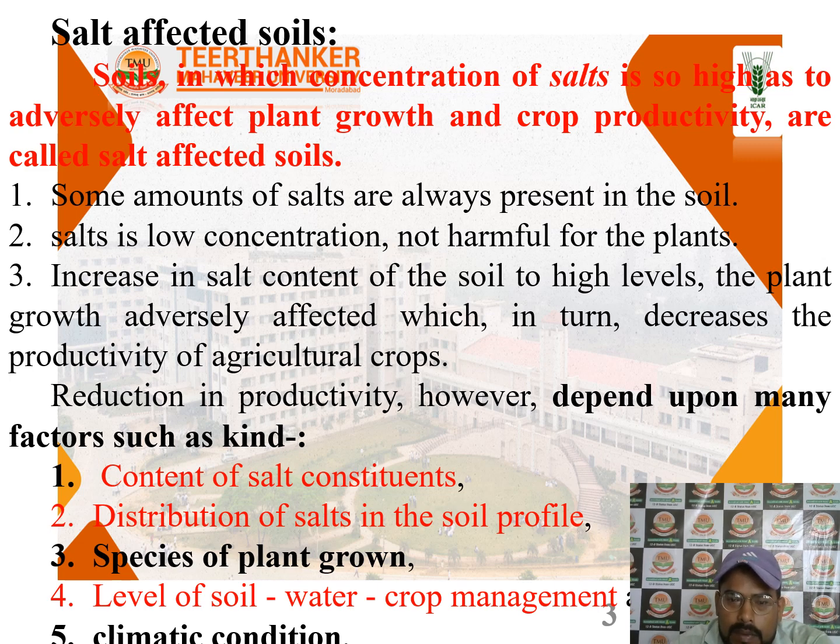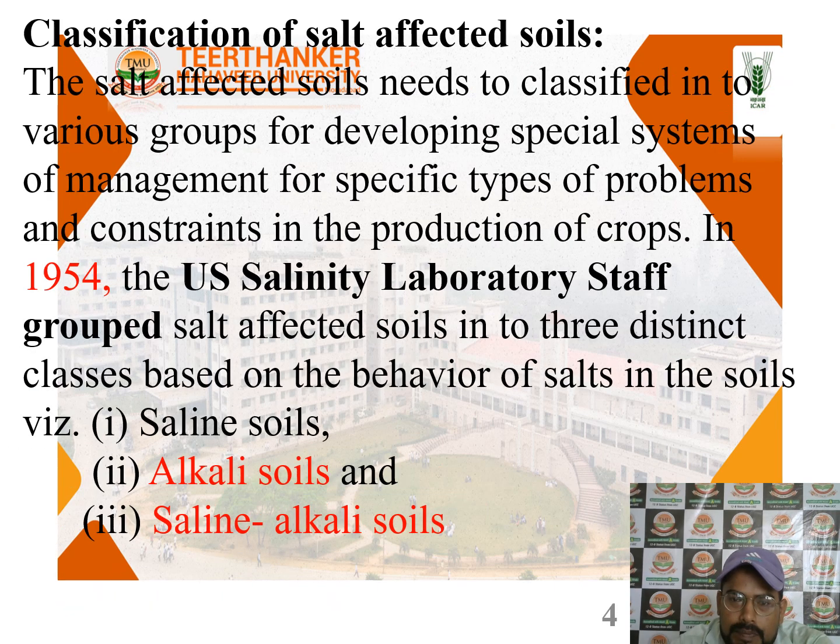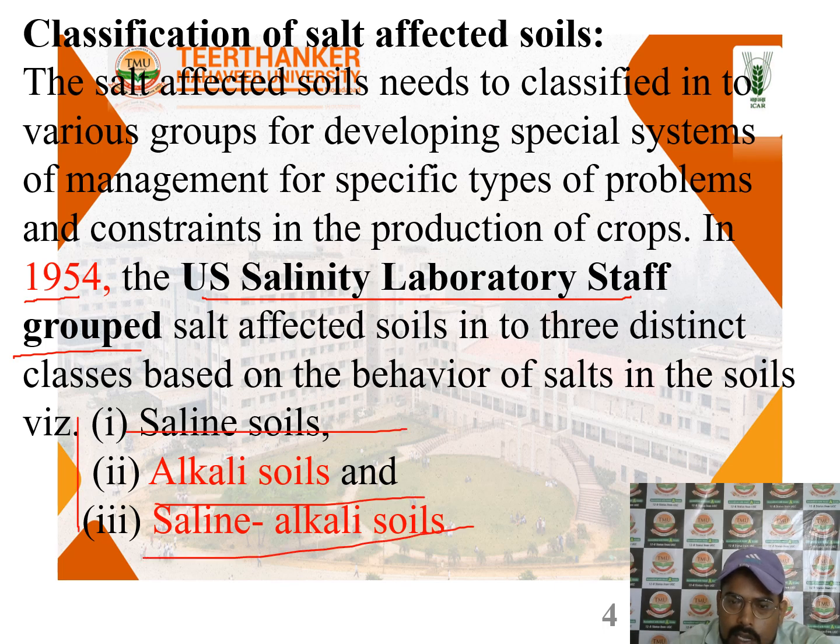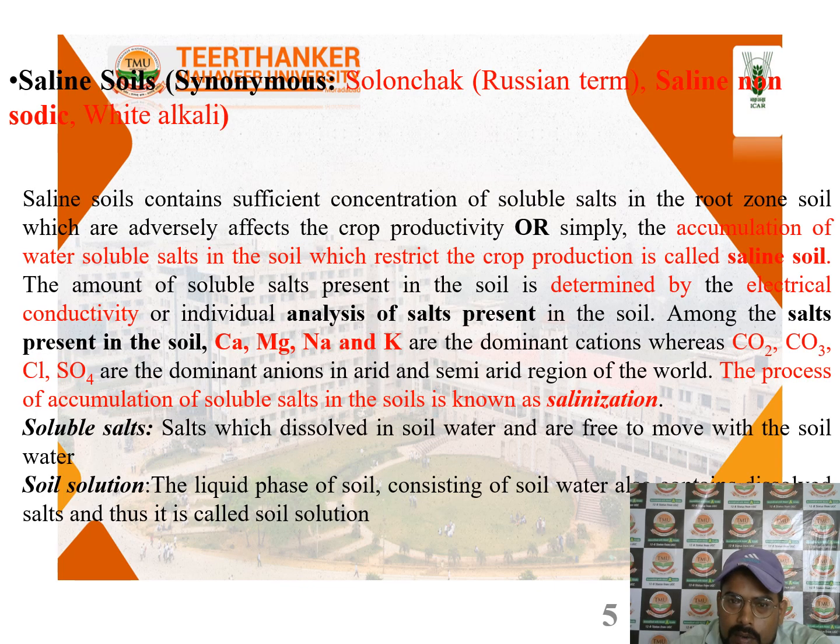Some factors affect the productivity under increased salt content, like the content of salt constituents, distribution of salt, salt pile, especially plant growth, and the level of soil water in the management of these conditions. Classification of the salt-affected soils: the US Salinity Laboratory Research Group in 1944 divided them into three groups: saline soil, alkali soil, and last, saline alkali soil. These are defined one by one.